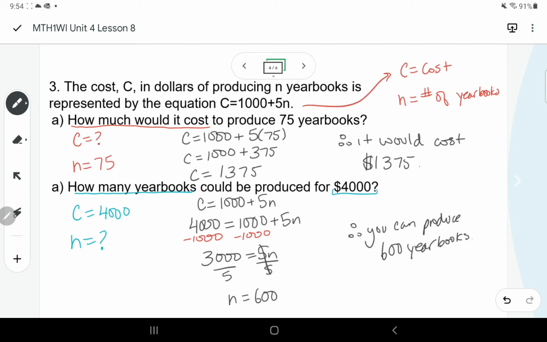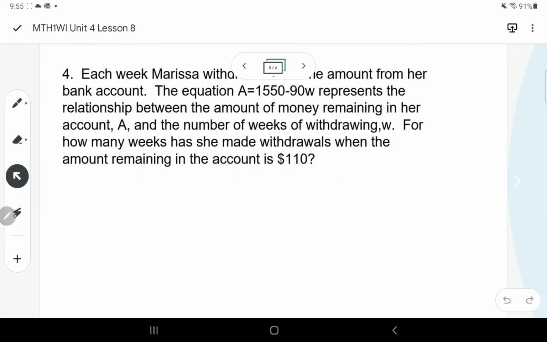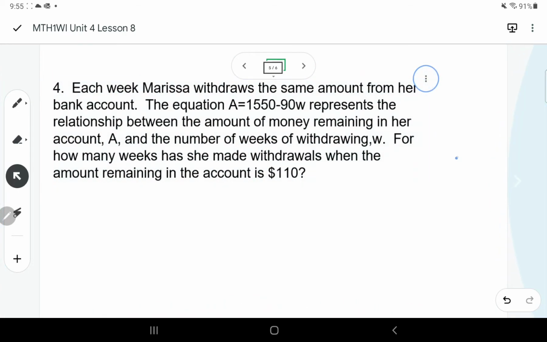So this one really highlights two different parts, where one, we're looking for the cost, and I always like to put that with a question mark to remind myself of what I'm looking for. And one, we're looking for the number of the yearbooks, so I put N as a question mark, just to remind myself that's what I'm looking for in my answer. For this one, you may want to pause and give this a try.